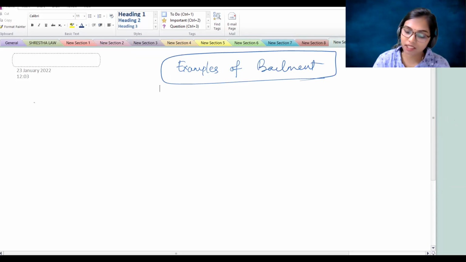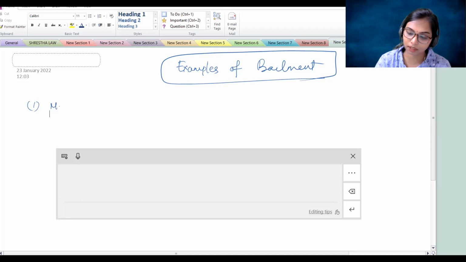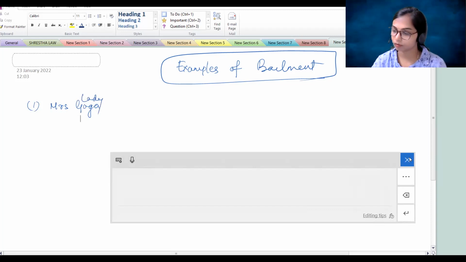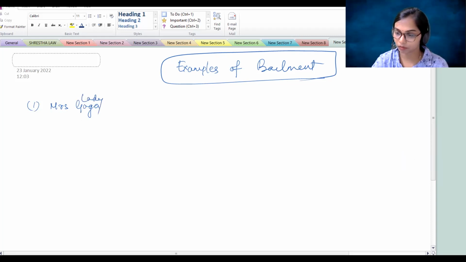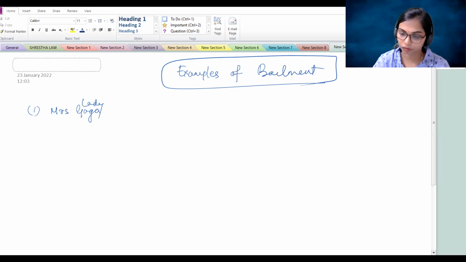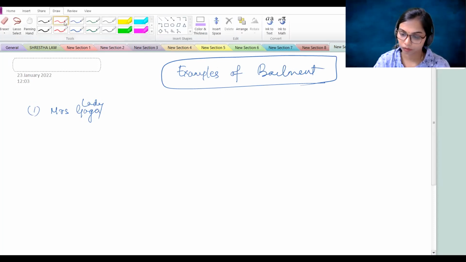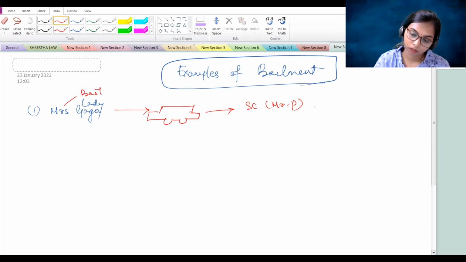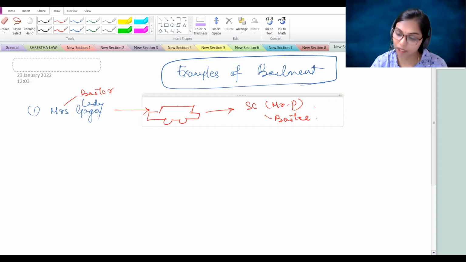The first example we have seen is Lady Gaga giving the car to the service center, Mr. P. Here this is the bailer, this is the bailee, and the goods being delivered are the car.